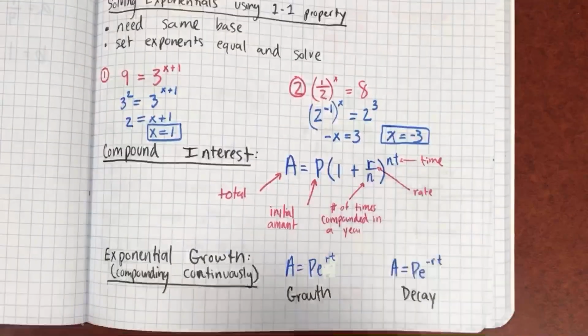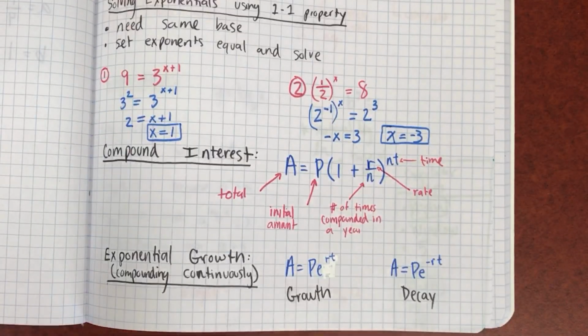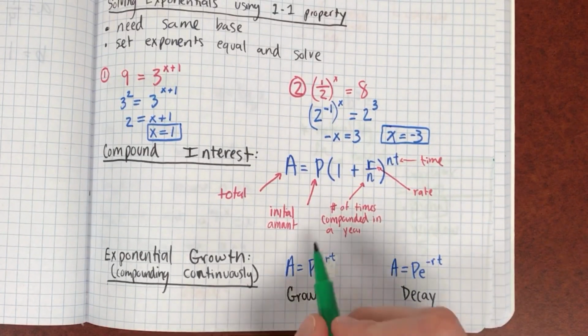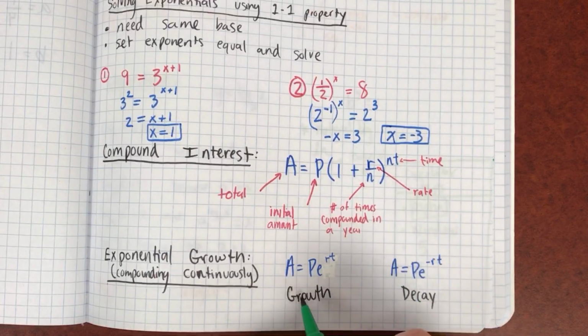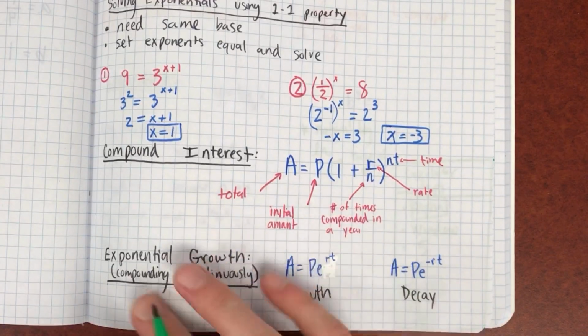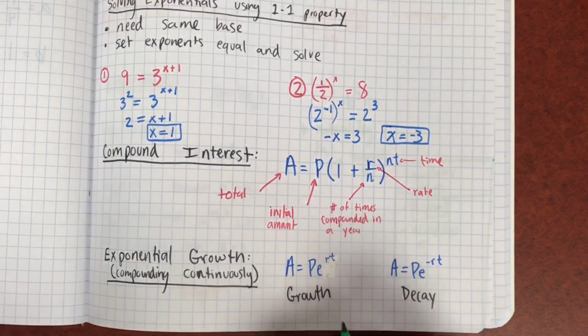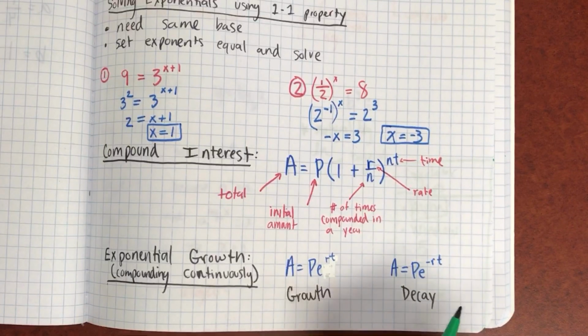We've also got exponential growth and decay. This is where we would be compounding continuously, so when we were always collecting interest. So here we use e. e is not a variable here, it is a number, and it's about 2.7 and change. And you can find that in your calculator.